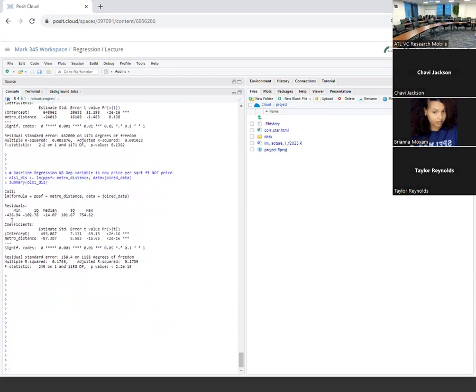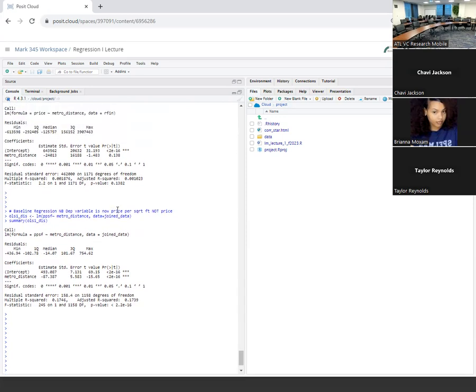Here, because we changed it to price per square foot, we're getting a relationship that is saying that no, metro distance is important with regards to explaining the behavior of the average level of the price per square foot. Any ideas, Brianna, why it's working for price per square foot and not for price?